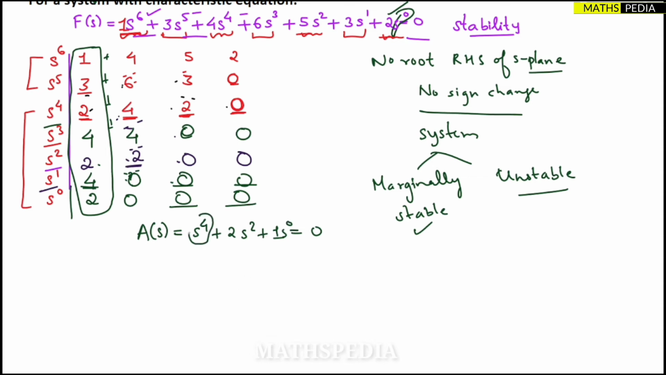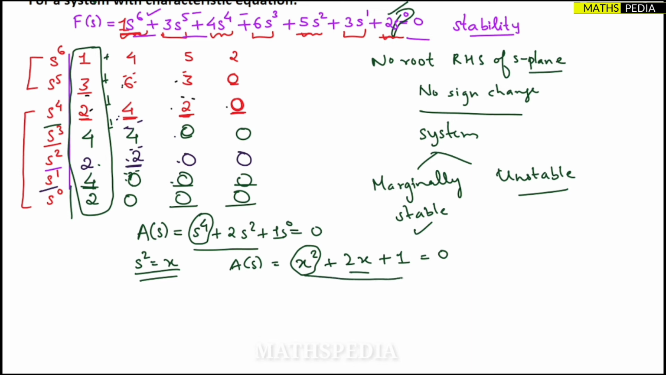Since it is s power 4, I will just substitute s power 2 as x. So I can rewrite this auxiliary equation as x square plus 2x plus 1 is equal to 0. Simple. I am just replacing s square as x. That is why this has become x square plus 2x plus 1 equal to 0.